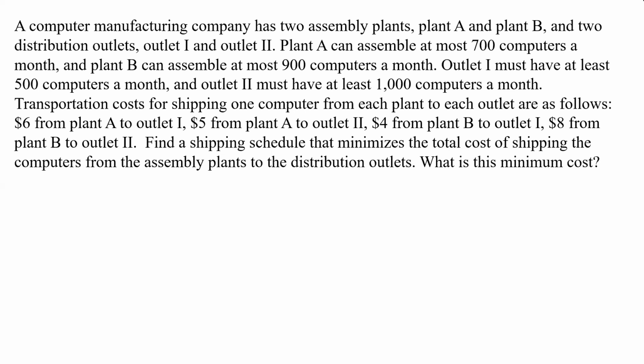Now, transportation costs for shipping one computer from each plant to each outlet are $6 from A to one, $5 from A to two, $4 from B to one, and $8 from B to two. We're supposed to find a shipping schedule that minimizes the total cost of shipping the computers from assembly plants to the distribution outlets. And what is this minimum cost?